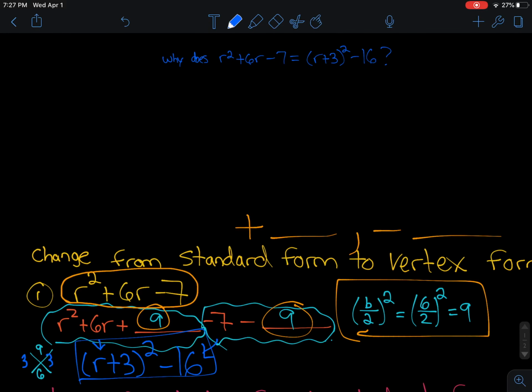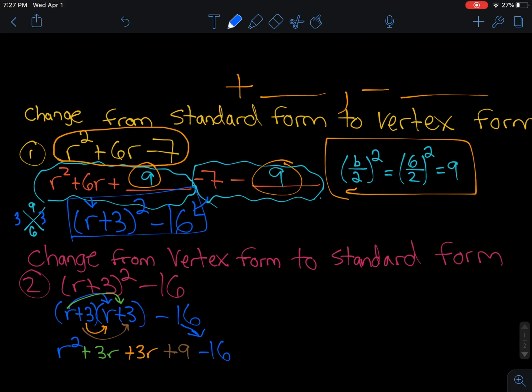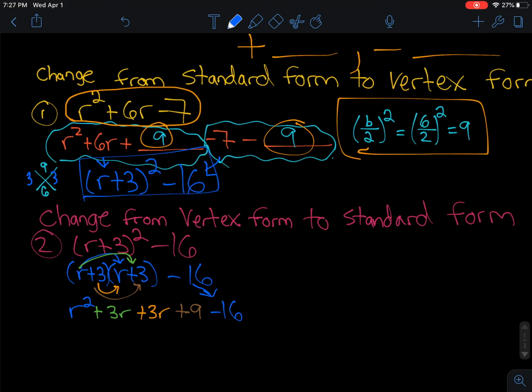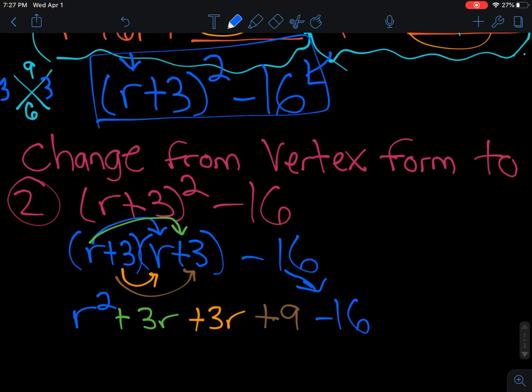Or you can look at it this way. Start with the vertex form and change to standard form. Well, how do you do that? You expand it. You FOIL and you combine like terms, which I already started here. So I did r times r, which is r squared. Then I did r times 3, which is 3r. And then 3 times r, which is 3r. And then 3 times 3, which is 9. I have a total of 4 terms, and then don't forget to drop down that negative 16. So that's why there's 5 terms.